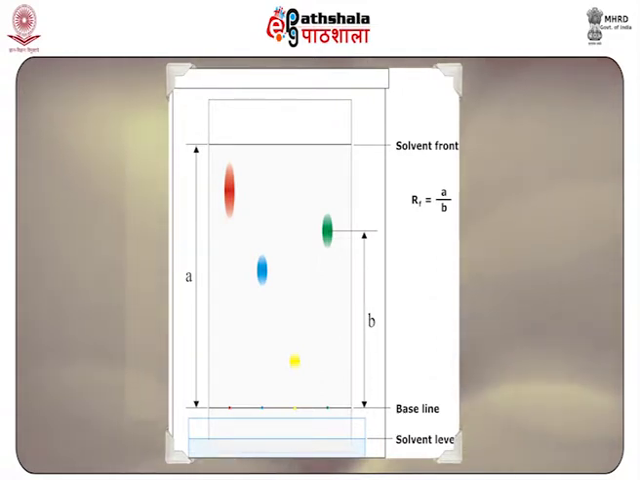If the RF value of any sample comes out to be 0, that means the sample is immobile and is insoluble in the mobile phase. If the RF value is equal to 1, that means the solute has no affinity for the stationary phase and travels with the solvent front.